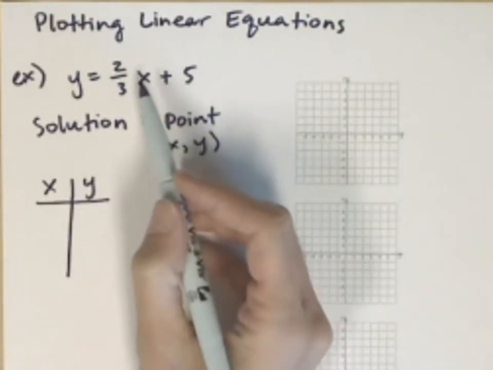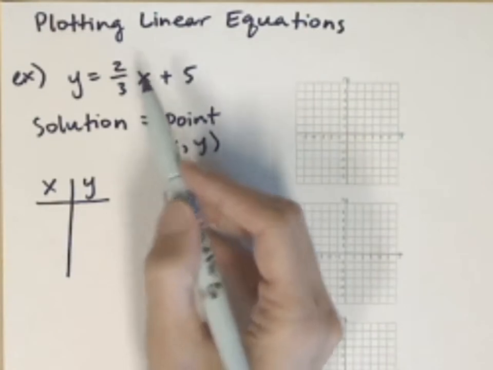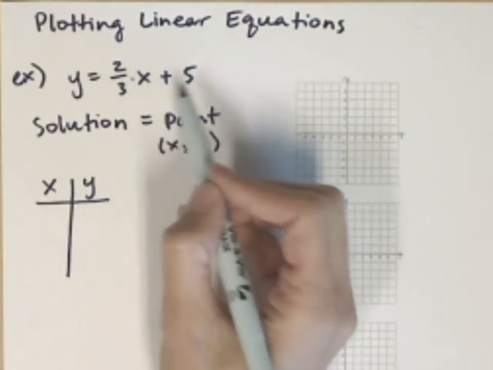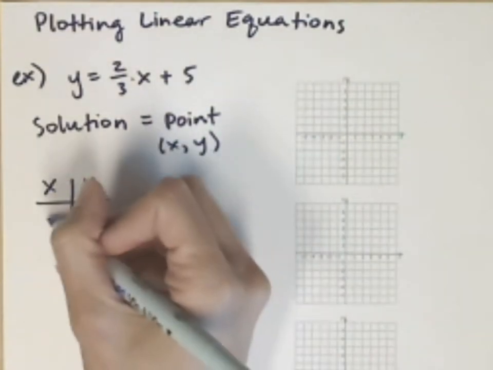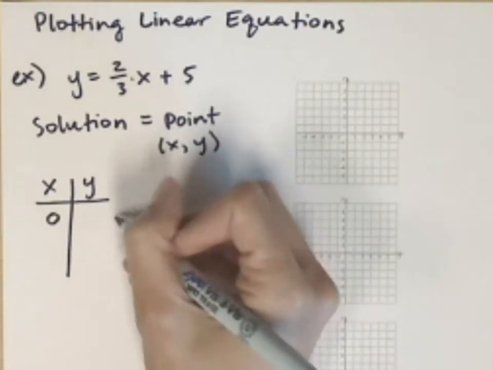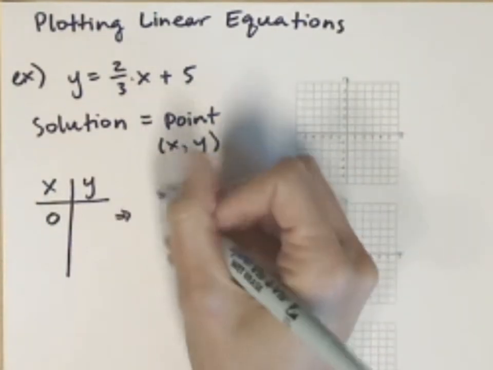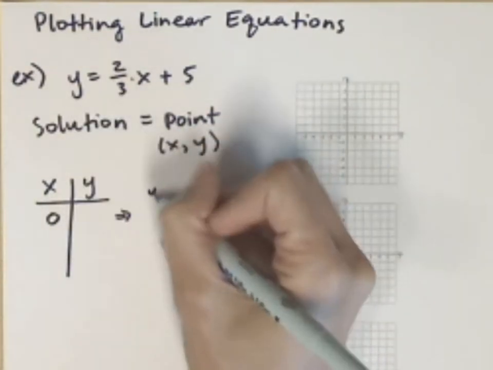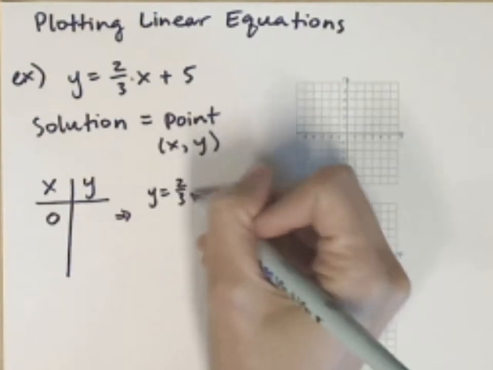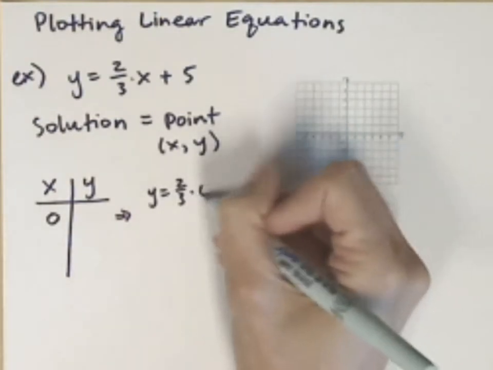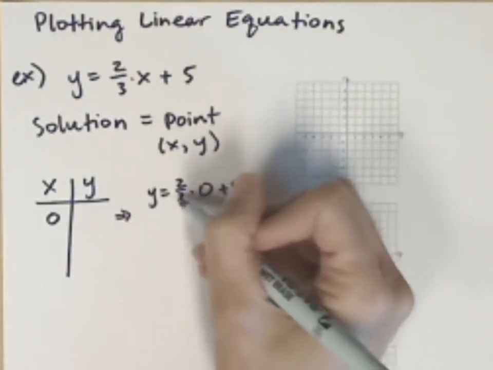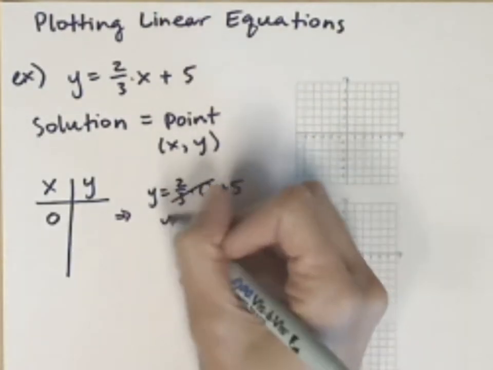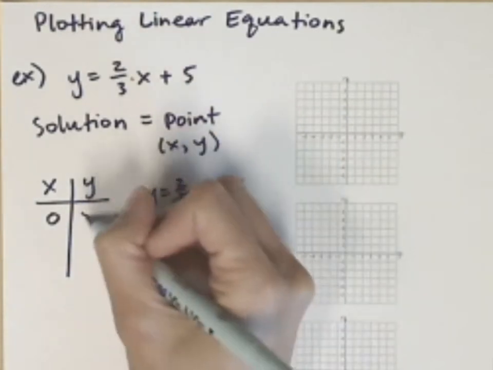And I'm going to start with 0, because if I let x be 0, this is 2/3 times x plus 5. I don't even need to deal with this term here that has the fraction in it. So I'm going to start by letting x equal 0. Over here off to the side, I'll do my scratch work. From my equation, it says y equals 2/3 times x, but x is 0, plus 5. So let's see if we do the math here. 2/3 times 0 is 0, and we end up with y equals 5.